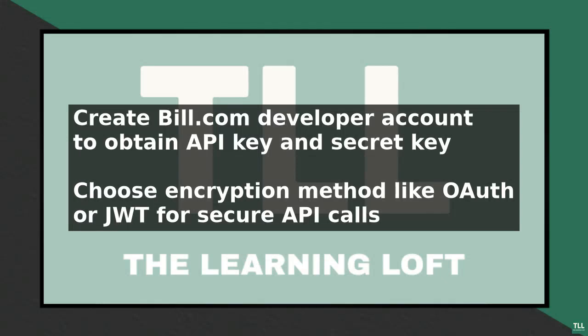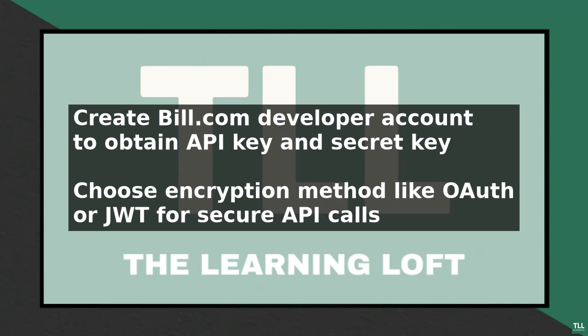To encrypt Bill.com API integration, you need to follow a series of steps that ensure secure data transmission between your application and the Bill.com platform. First, you must create a Bill.com developer account and obtain an API key and secret key, which will be used to authenticate your API requests.